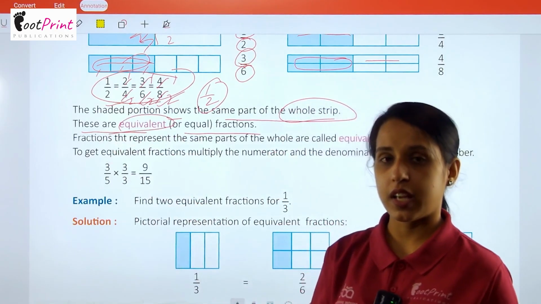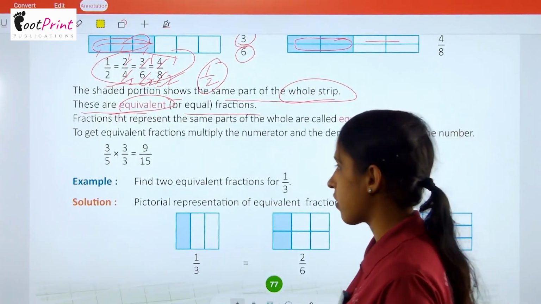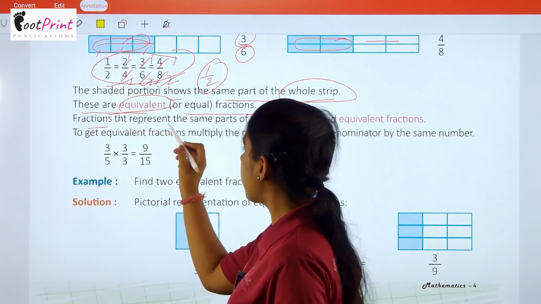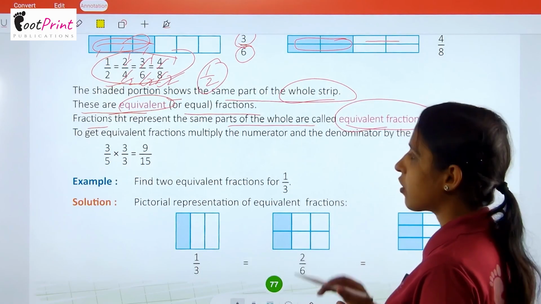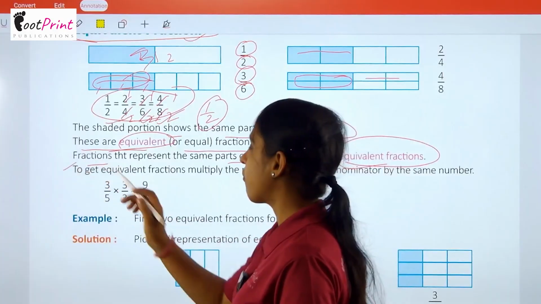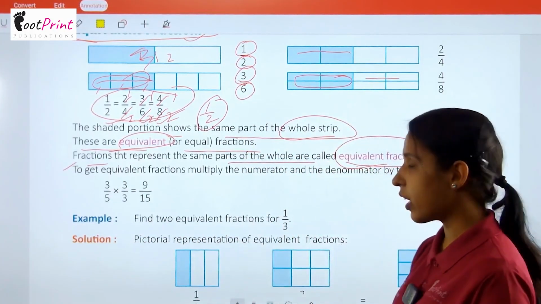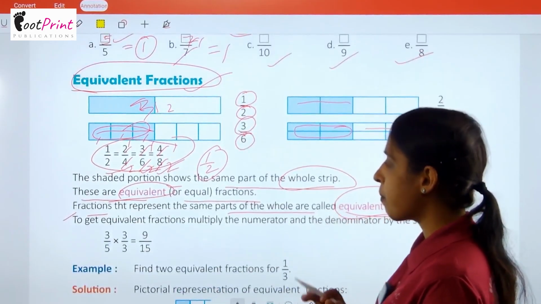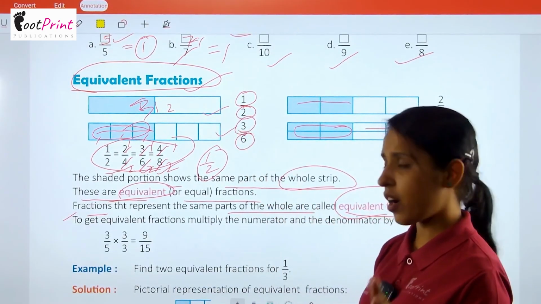It means those fractions that are equal are called equivalent fractions. Fractions that represent the same parts of the whole are called equivalent fractions. If we use proper wording, it becomes: fractions that represent the same parts of the whole are called equivalent fractions. So such fractions divide a whole into the same parts.